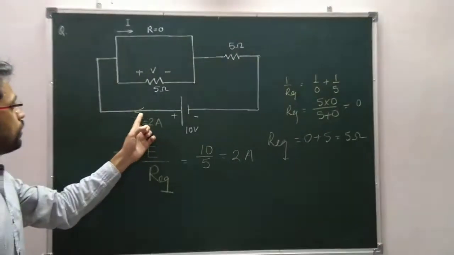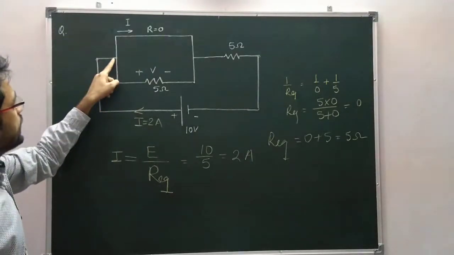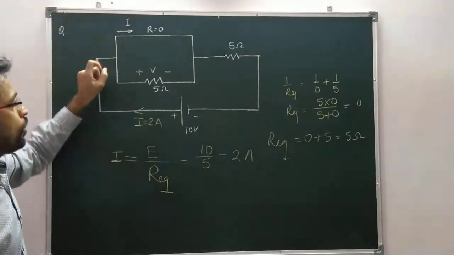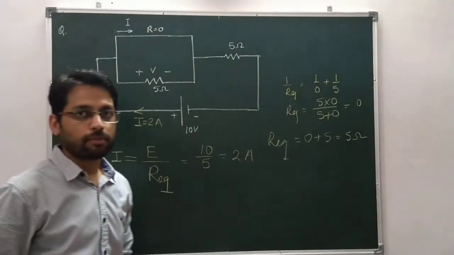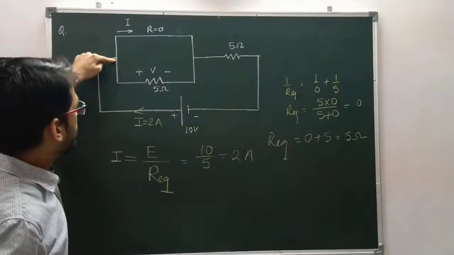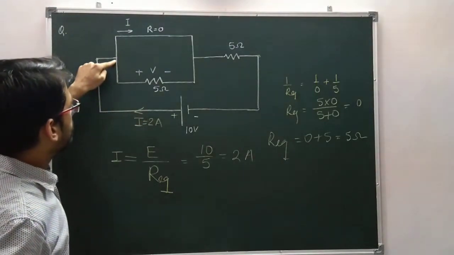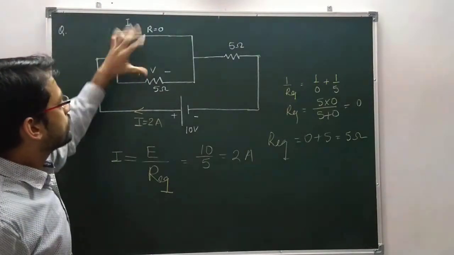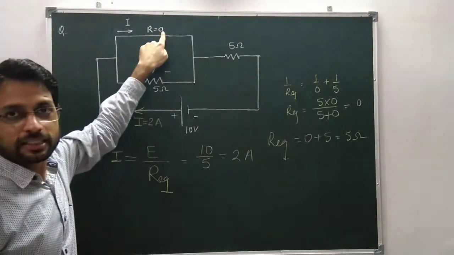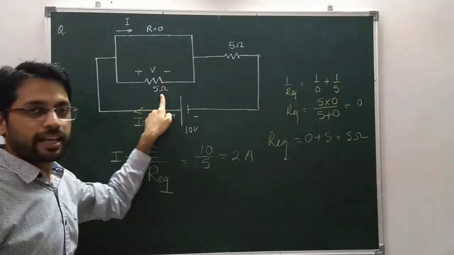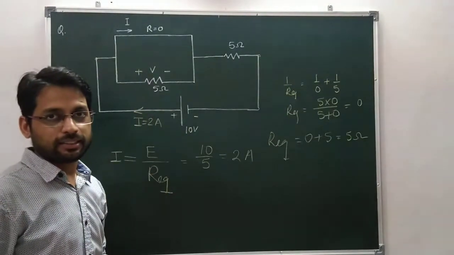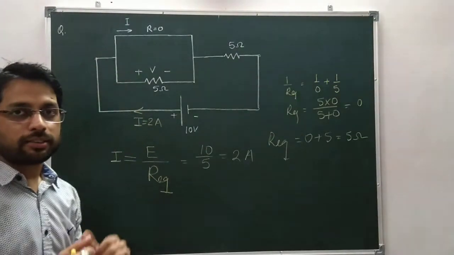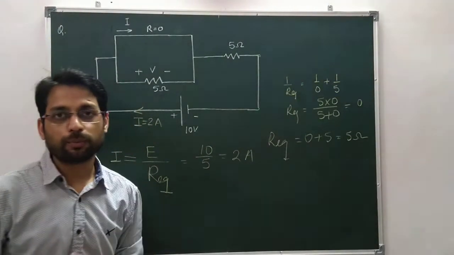When this current reaches this point, what will happen? My question is, when the 2 ampere current reaches here, then what will happen? The current has two paths. One path has 0 resistance and the other path has 5 ohm resistance. Then which path will the current follow?